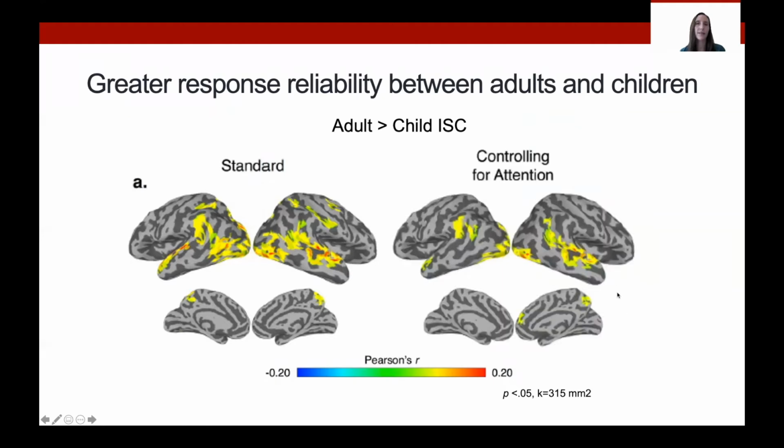Here we still see that there's greater inter-subject correlation, largely within some of these social brain regions like the temporal parietal junction and superior temporal sulcus. So this is support for our hypothesis that functional specialization increases with age, but we show this using this novel approach using movie stimuli, showing more consistent patterns elicited in adults compared to children.